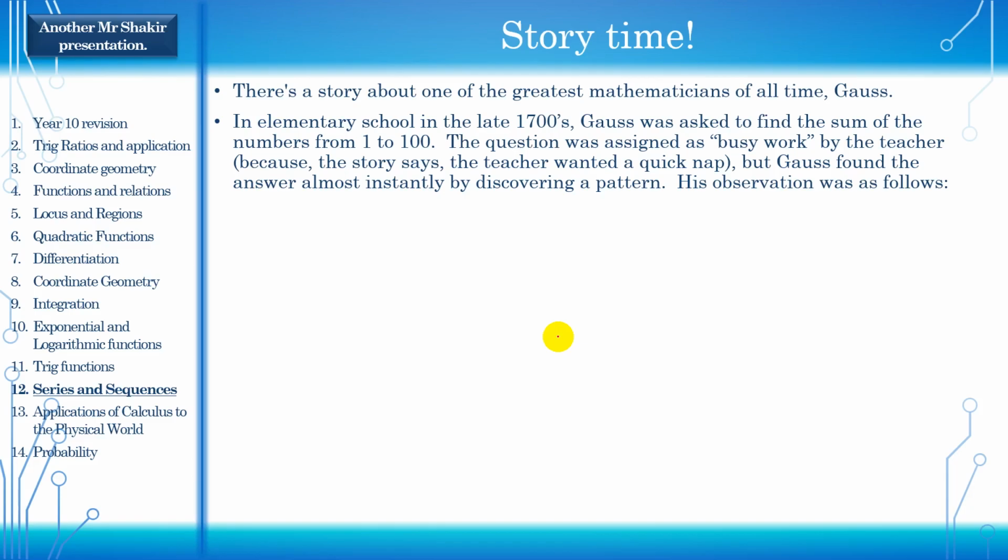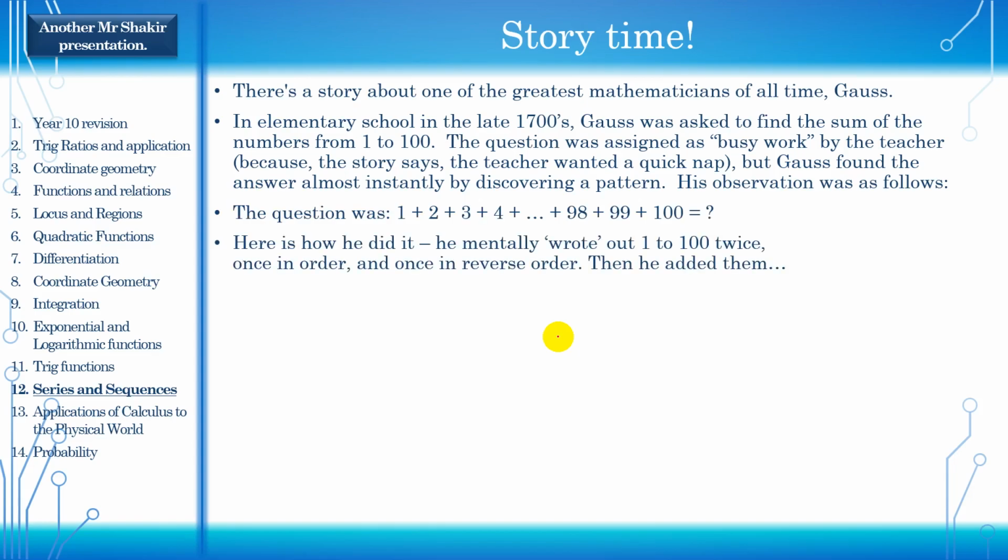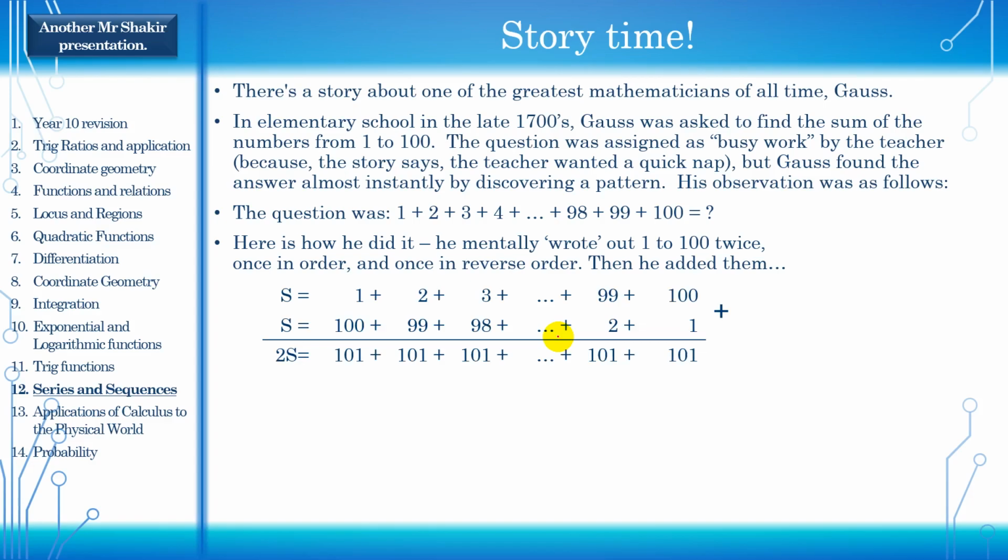His observation was as follows. And remember, this is an 11-year-old. This is what he thought. He said, okay, well, the question is 1 plus 2 plus 3 plus all the way till 100, right? So this is how he did it. He mentally wrote out 1 to 100 twice. Once in order and once in reverse order. So he wrote 1 plus 2 plus 3 plus 4, and then he reversed the order and wrote 100 plus 99 plus 98 plus all the way to 1. And he put each term beneath the other: he put 100 beneath 1, 99 beneath 2, 98 beneath 3 and so on. And then he drew a line and he just added up all of the terms.